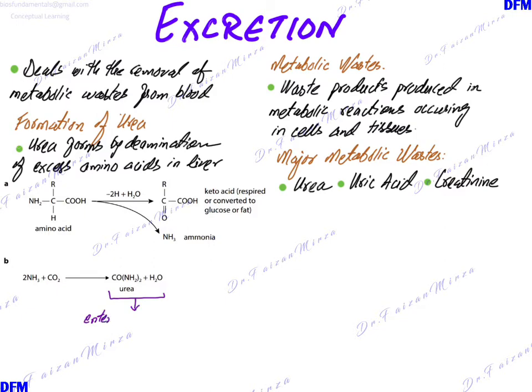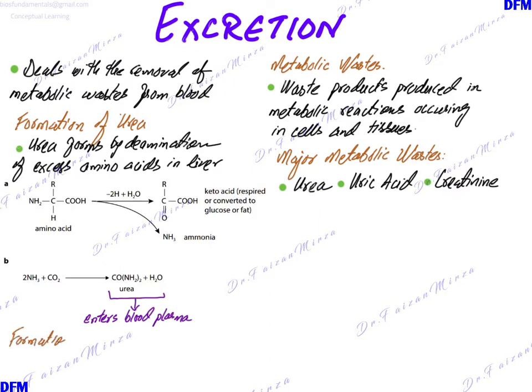The urea is formed in such a way that the amino acid loses two hydrogens and a water molecule is added. As a result, it turns to two products, number one keto acid and number two ammonia. Keto acid can then be respired or converted to glucose or fat, whereas ammonia gets added to carbon dioxide and the product is urea together with water. This urea then enters the blood plasma and is a major waste product in our bodies.